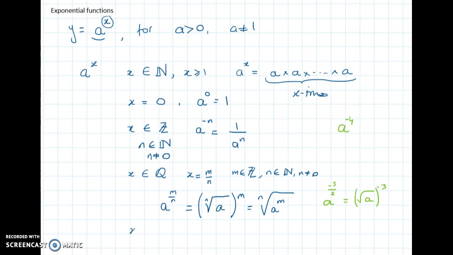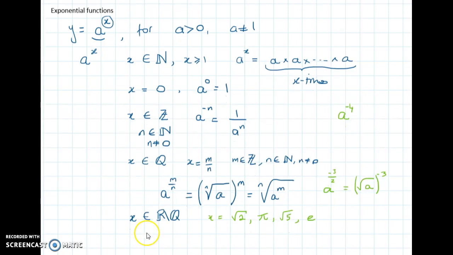If our variable x takes values that are real numbers that are not rational, so here I'm saying that my x belongs to the set of real numbers, but it's not a rational number, so it's not a fraction. We know numbers like this. For instance, x could be the square root of 2, that's an irrational number. It could be pi, it could be the square root of 5, or it could be e.